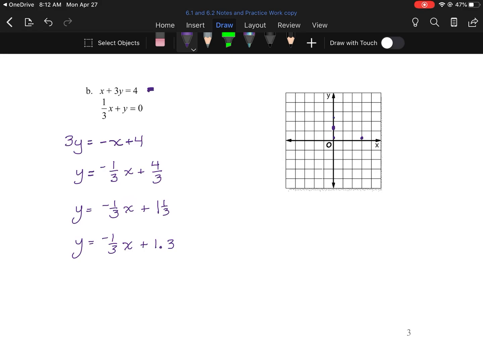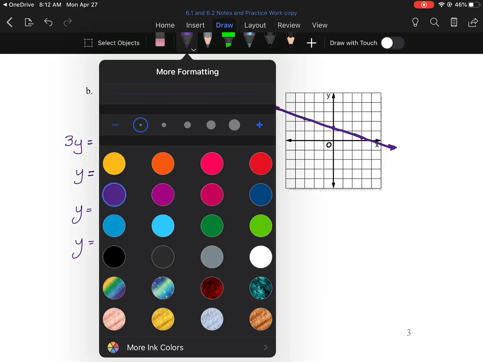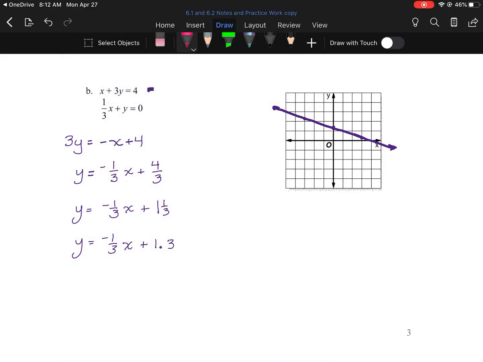I erase all those, and then back 3. Let me erase all these other little points. All right, so there's our equation. That's sort of an estimate because, there we go. Now the second one, we have to solve it again.